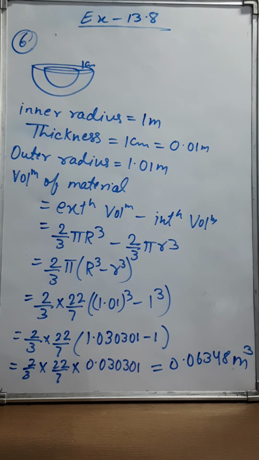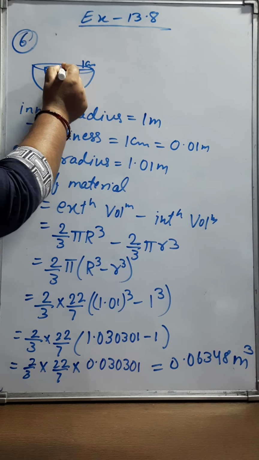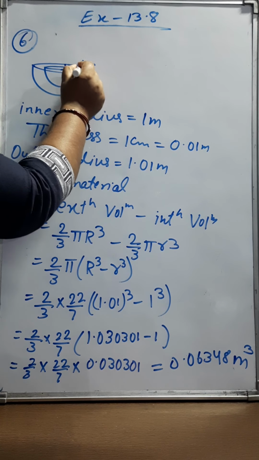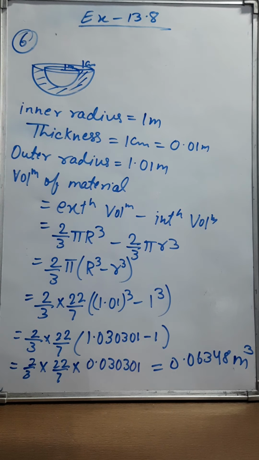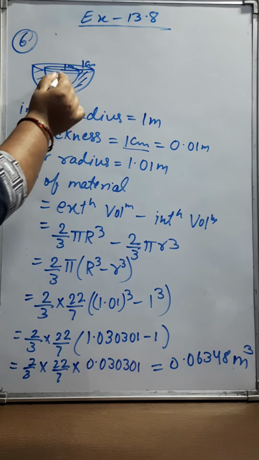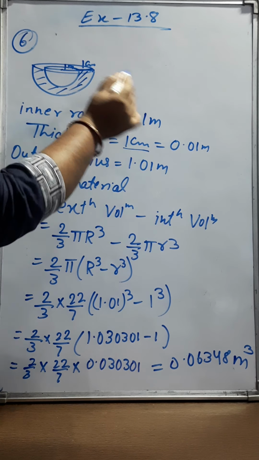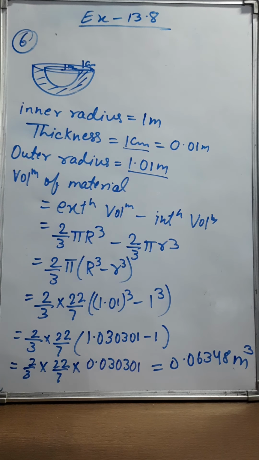Question number 6 says a hemispherical tank is made up of an iron sheet 1 centimeter thick, and if the inner radius is 1 meter, then find the volume of iron used to make the tank. Inner radius is given 1 meter. Its thickness is given 1 centimeter. We have to find the volume of material used in making the tank. So, outer radius first we will calculate. Thickness, since it is 1 centimeter, it is 0.01 meter. So, outer radius will become 1 meter plus 0.01, so when you add these two, you will get the outer radius as 1.01 meter.